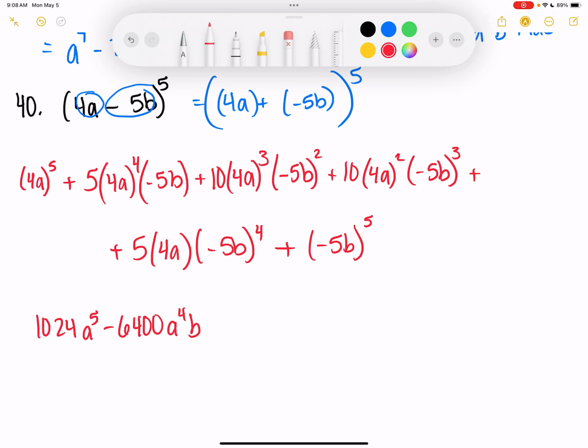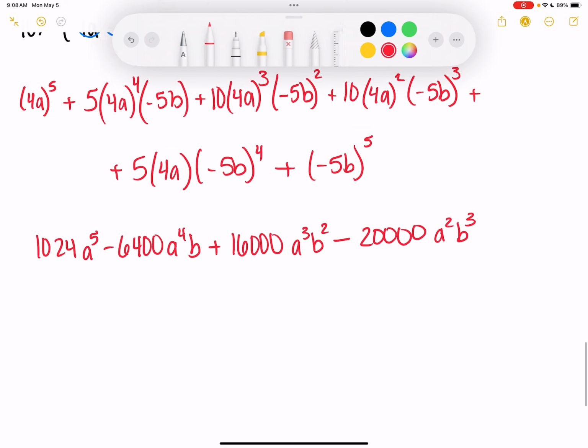Then the next term is going to be positive because negative 5 squared is just the same as 5 squared. So I've got 10 times 4 cubed times, well, 5 squared is 25, so times 25 is 16,000 a cubed b squared. This next term is going to be negative. Then I've got 10 times, well, 4 squared is 16, and then 5 cubed is 20,000 a squared b cubed.